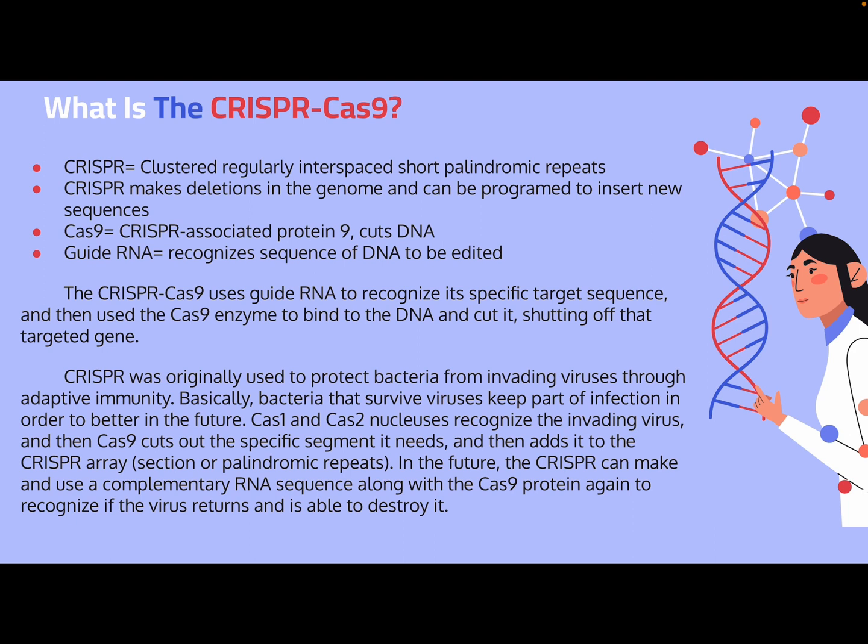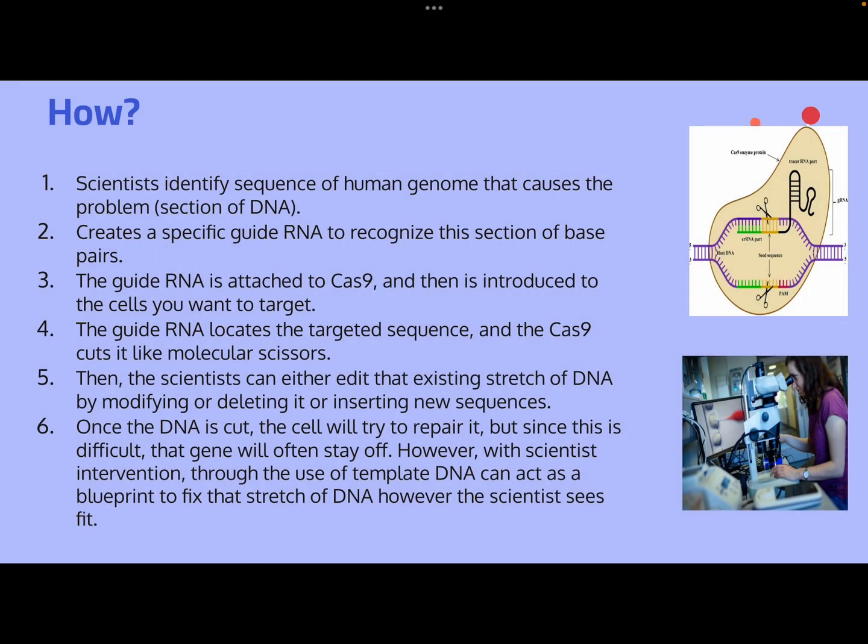Basically, the CRISPR process was found in bacteria first, as bacteria used the CRISPR system as their adaptive immunity, protecting them from viruses. Essentially, bacteria would use the CRISPR system to cut certain sections from the virus so they could recognize it. They would insert it into the CRISPR array, the section of these repeats, and then in the future, the CRISPR could make RNA sequences that would pair with the Cas9 protein to recognize when the virus returns, and they would be able to efficiently destroy it with its cutting process.